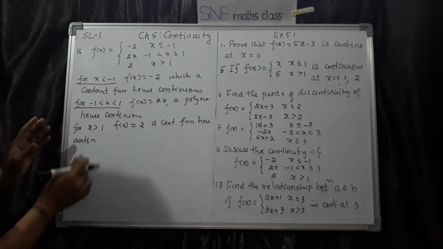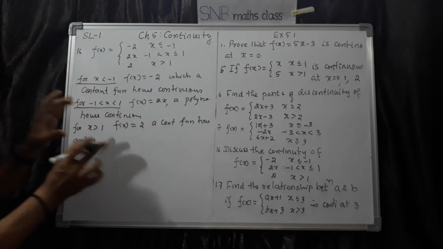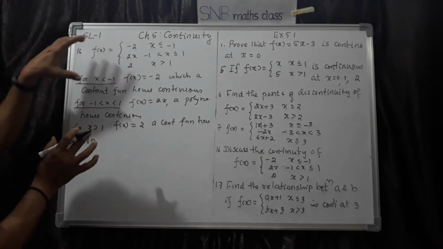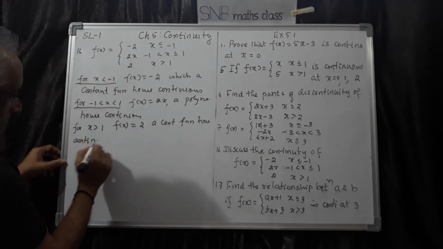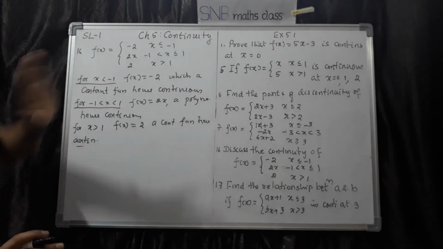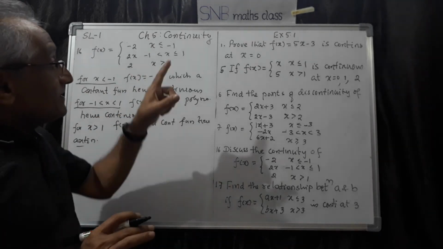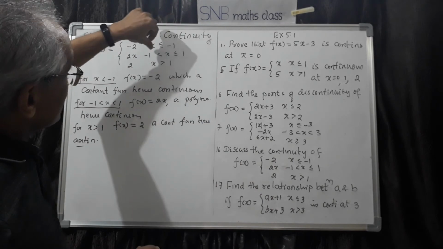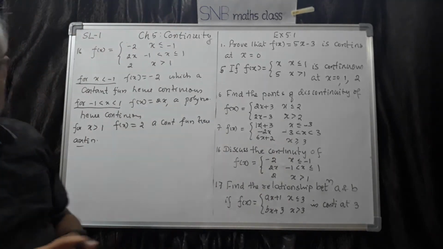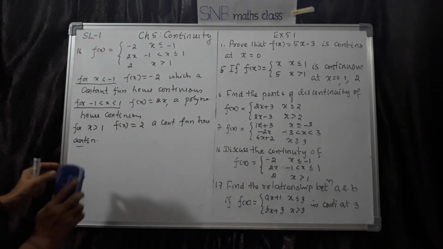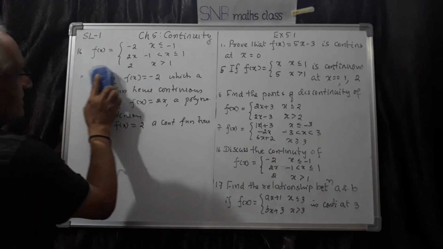See, in the examination when you are asked this type of question, discuss means what? You have to show where it is continuous and where it is not continuous. So this is what you have to write. This is the first part. Now I have to check at the transition points, that is x equal to minus 1 and x equal to 1 also. So let me remove this one because space is not sufficient here.